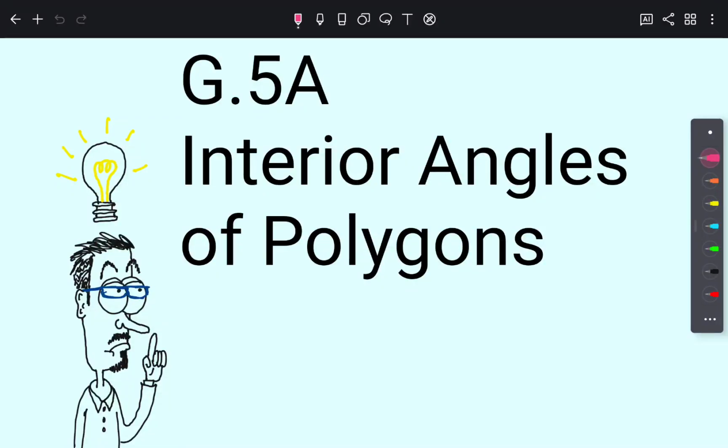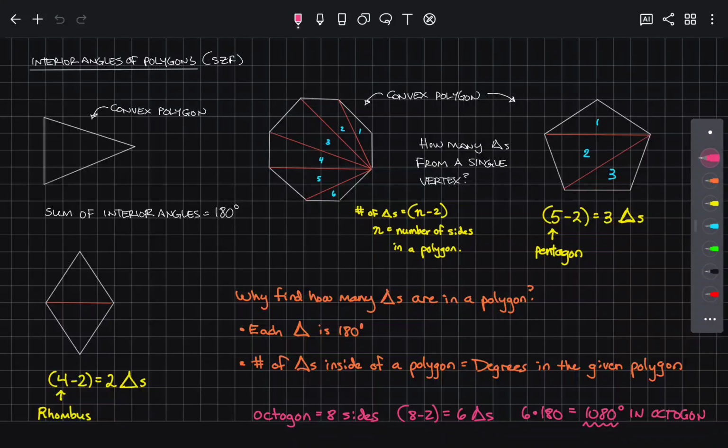Interior angles of polygons. So just to start off, convex polygons are polygons that have shapes going outward instead of inward. A concave polygon would look something like that. It has a piece that's going inward, and it also has measurements that measure larger than 180 degrees. So whenever we're talking about convex polygons, this is what's happening.